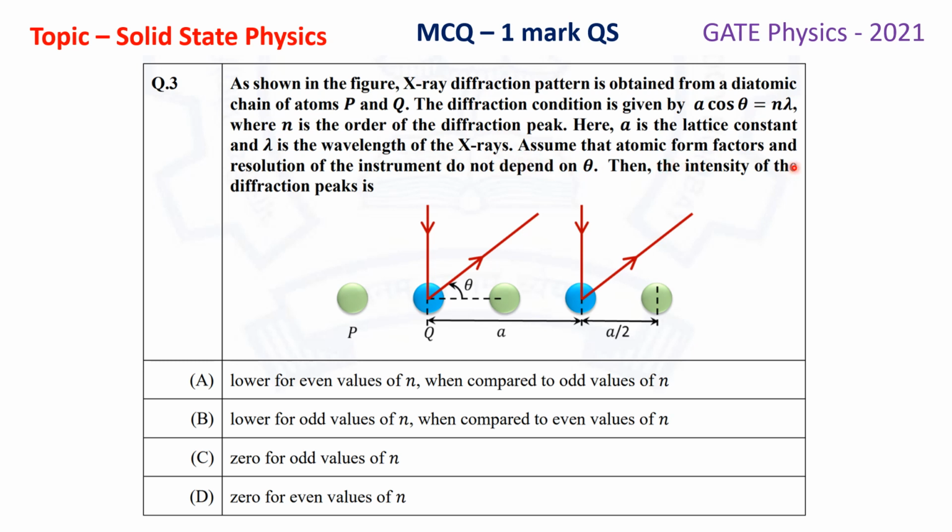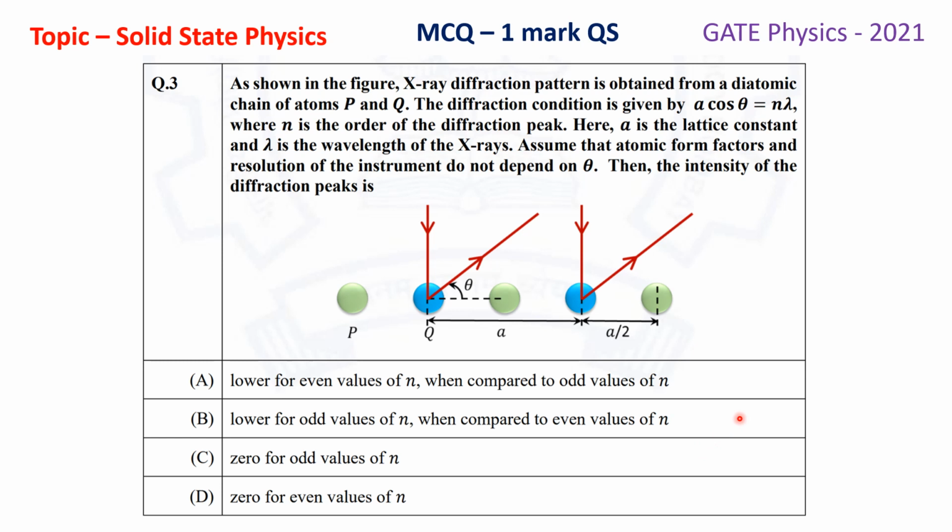Assume that atomic form factors and resolution of the instrument do not depend on theta. Then, the intensity of the diffraction peaks is: option A, lower for even values of n when compared to odd values of n. Option B, lower for odd values of n when compared to even values of n. Option C, 0 for odd values of n. And the last option, option D, 0 for even values of n. So we have to choose the correct option.